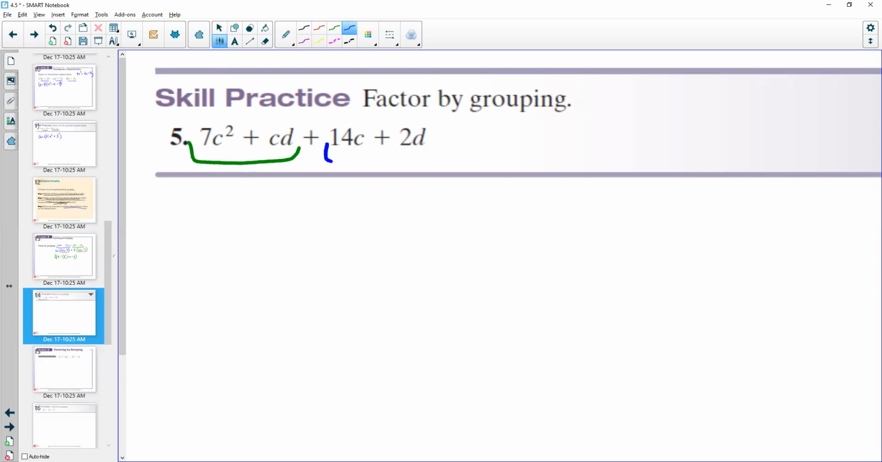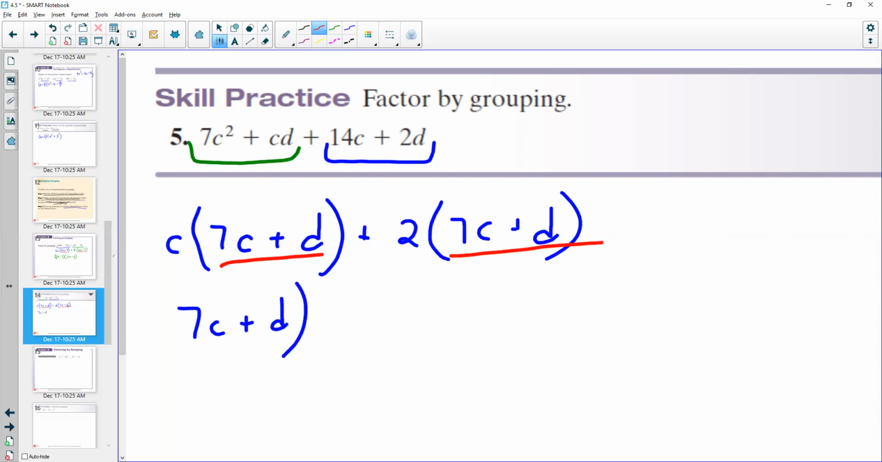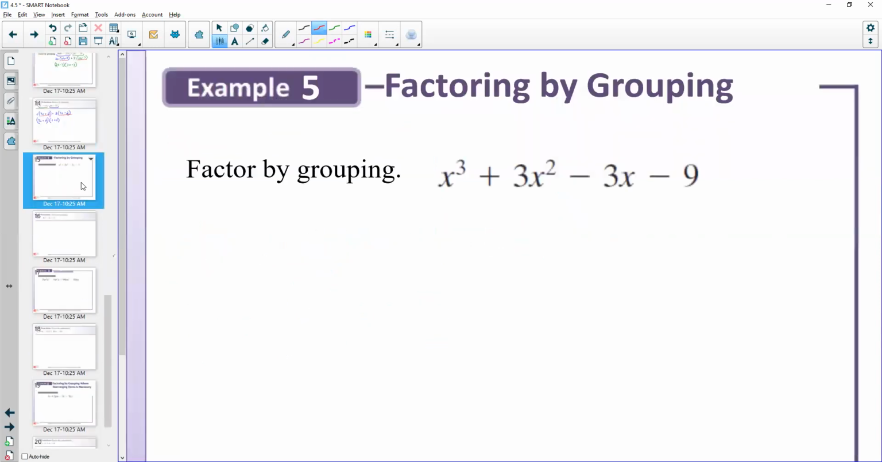Green group, blue group. What can we take out of the first group? What's in common? Just a C, really, right? So I get 7C plus D left. Okay, and in the second group, what's in common? Just a 2. So take out a 2, and I get left 7C plus D. All right, and now I have a common binomial. There it is. So move it to the front: 7C plus D. And then gather up what's left, C plus 2. All right.